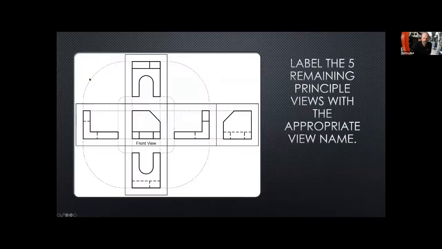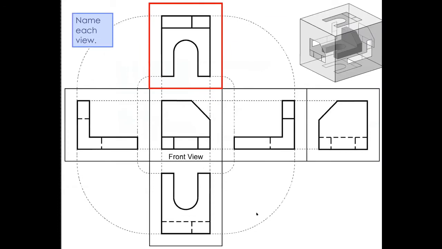So we have principal views. This is an example out of the book. We've got some principal views here, and we've labeled the front view. The one in the red box, this one right here, which view do you think that is? What do you think that's called? Okay, we got some answers. Top, top, top, top. Good job. That is the top view.